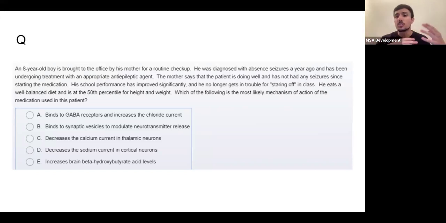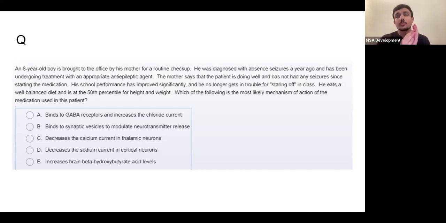First of all, it usually occurs in children less than the age of 10. It's when they get multiple episodes of just staring off, like for 5 to 10 seconds. They're just unaware of their surroundings. It's a generalized seizure. It's not focal, okay? And the treatment for it is ethosuximide. It's very important you remember this.